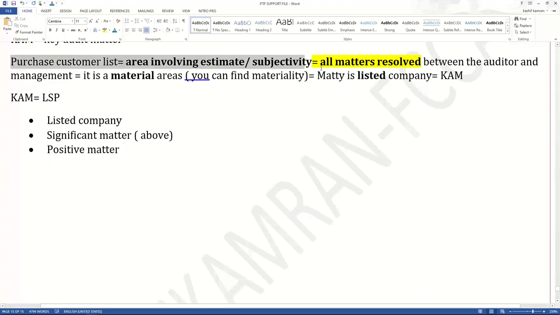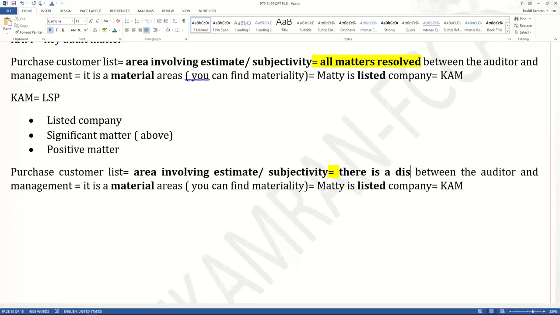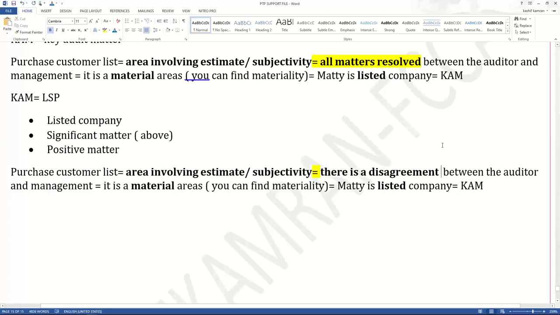Tell me this. Copy this formula from above and bring it down. Tell me, who is a clever student? Purchased customer list is equal to an area involving estimate and subjectivity. All matters resolved. Let me write over here. There is a disagreement between the auditor and the management. See, I changed the statement. There is a disagreement between the auditor and the management, is equal to, it is a material area, is equal to MEDI is a listed company. Then what will come now? Because it's material, the auditor will issue a qualified opinion. Am I right?